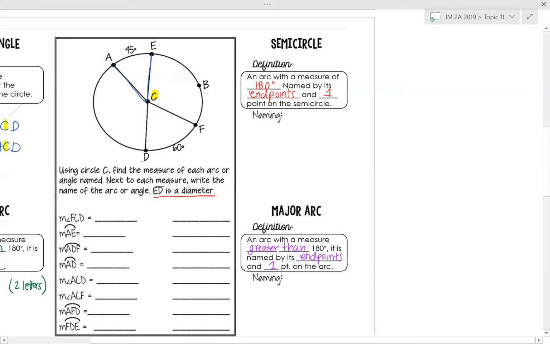So if ED is a diameter, that means that the arc from E to D, but I have to use a letter in between. So I could name that as E, B, D, and that would be a semicircle.